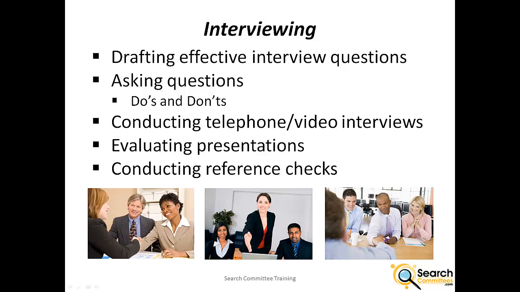The key is that you can only ask questions about things that are pertinent to a person's ability to do the job. Their marital status does not affect their ability to do the job of teaching, research, scholarship, or being an effective administrator. Next, conducting telephone or video interviews in general.